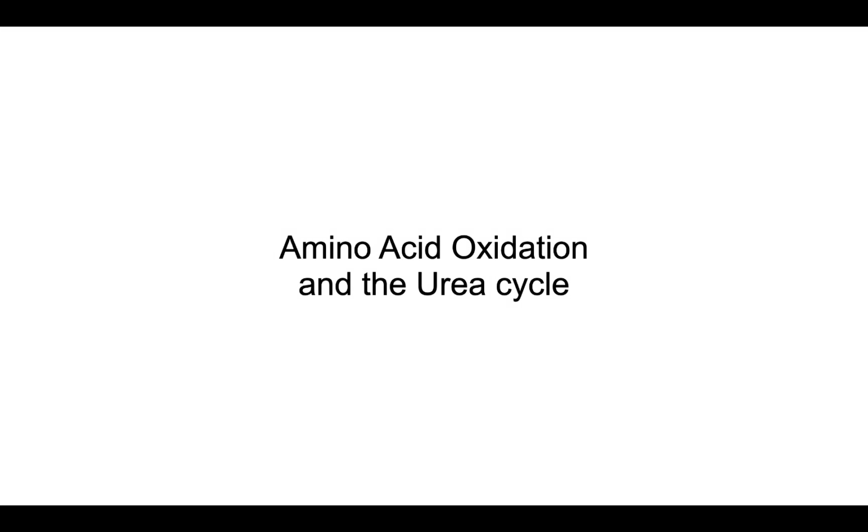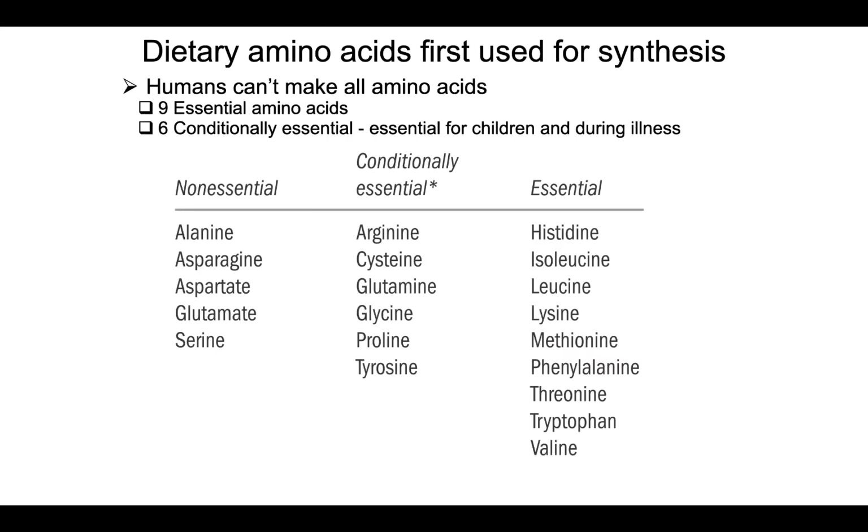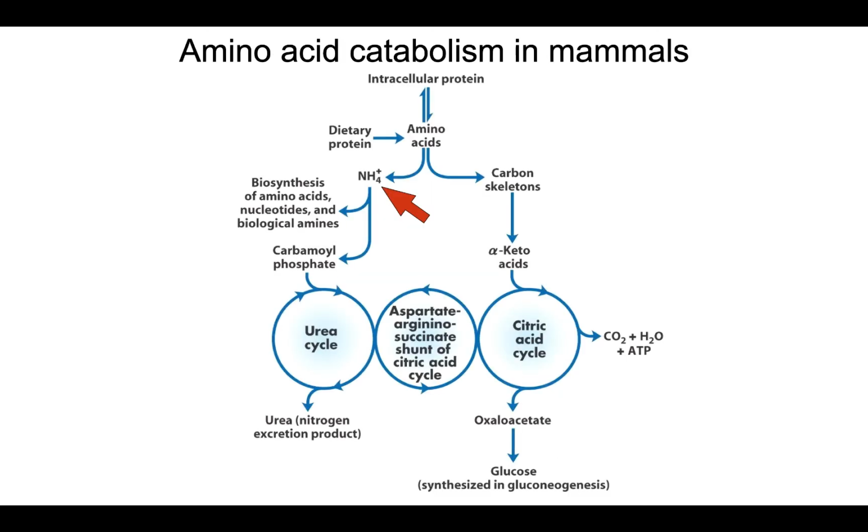In this video, we're going to talk about amino acid oxidation and the urea cycle. When you take in proteins from your diet, they're broken down into amino acids. The first thing that happens is those amino acids are used to make more proteins, because there are some amino acids, like these essential amino acids, that we don't have the ability to make within our cells, and so we get them from our diet. So the first priority is to use those amino acids again to make proteins.